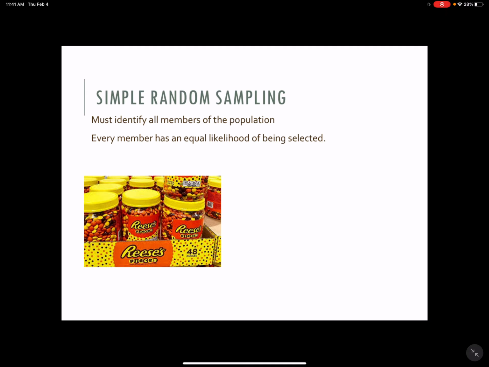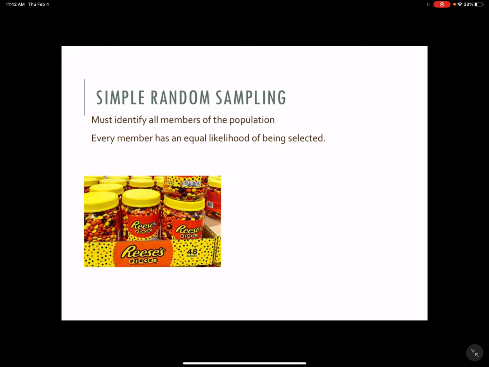So in simple random sampling, we have to identify all members of the population, and every member has an equal likelihood of being selected. We're not going through the phone book and picking the first person on every page, because there might be some characteristic that is common to all the first people on the page that's not common to everybody else. That's a biased selection. We're truly random in our selection.